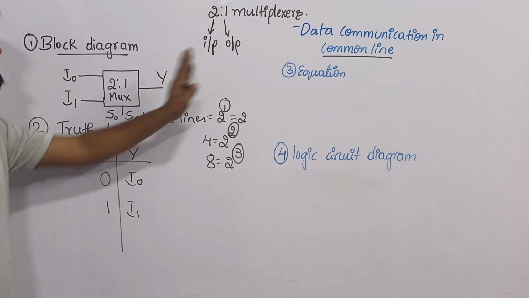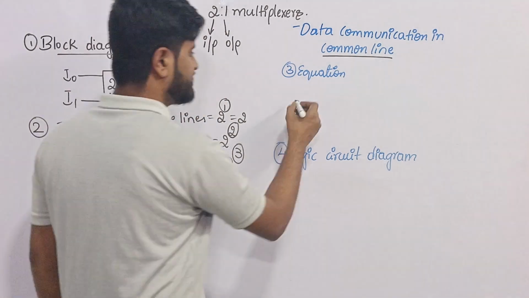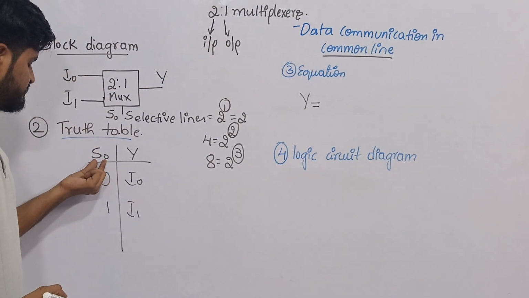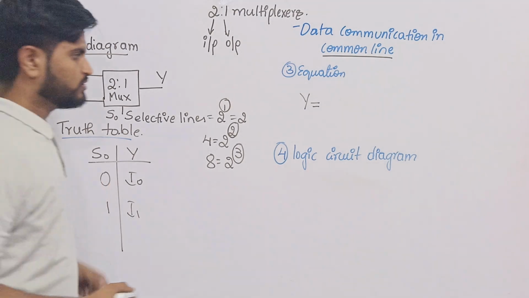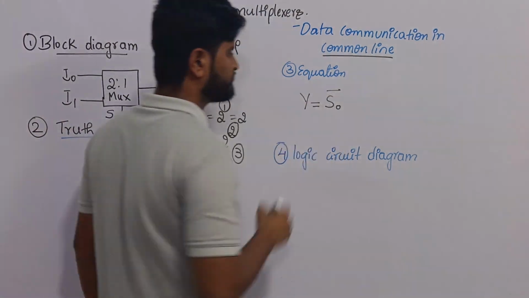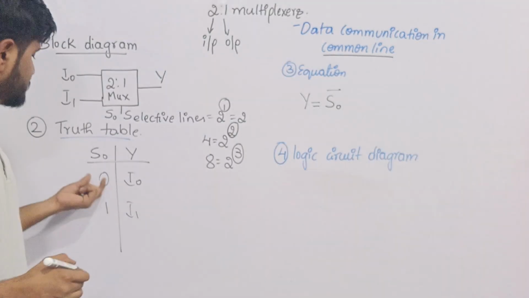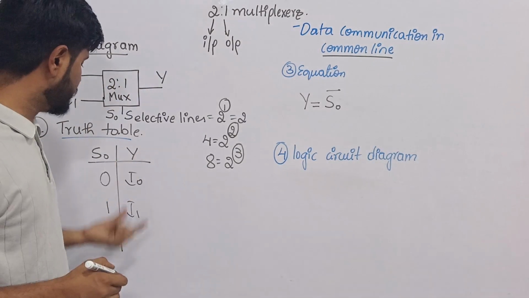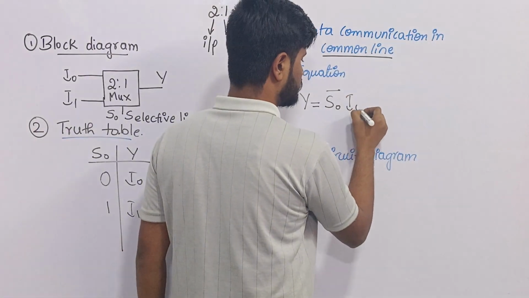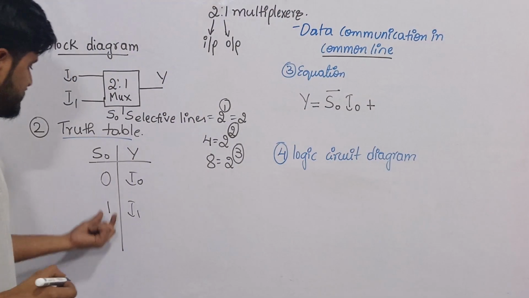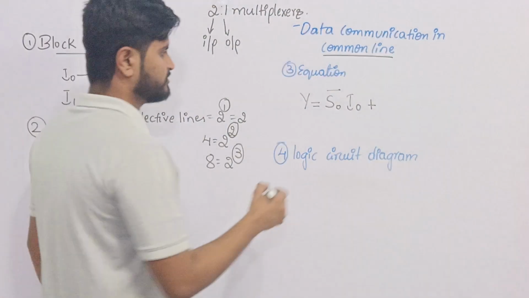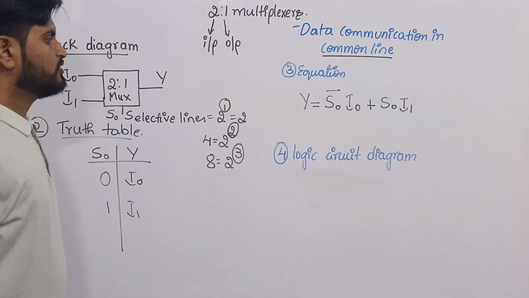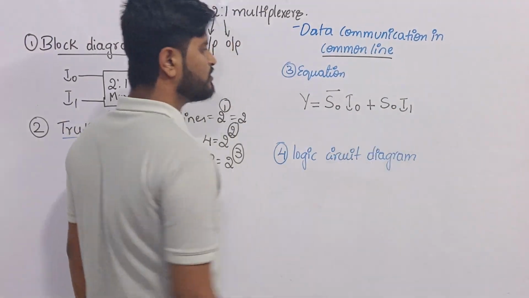Using this truth table, let's write the equation for the output. My output is Y. If you see here, S0 is used. When the S0 value is 0, you write S0 bar. Bar represents its value is 0. S0 bar, and which input is it giving? I0, to get I0 as the output at Y. So S0 bar I0 plus another possibility, when the S0 value is equal to 1. So you write S0 and its input is I1. So Y equals S0 bar I0 plus S0 I1.